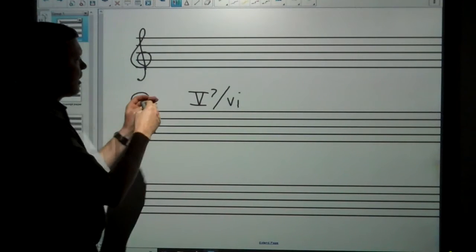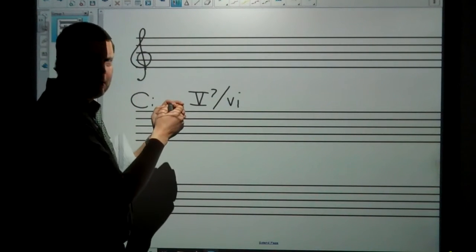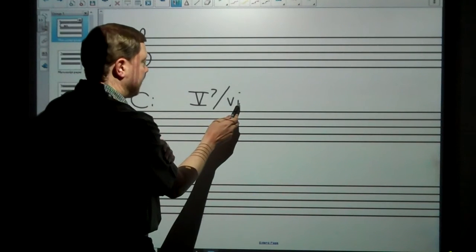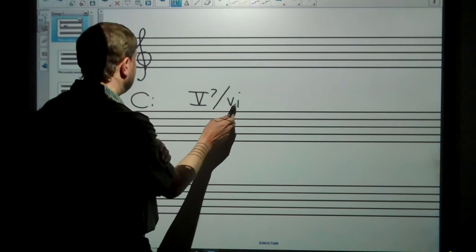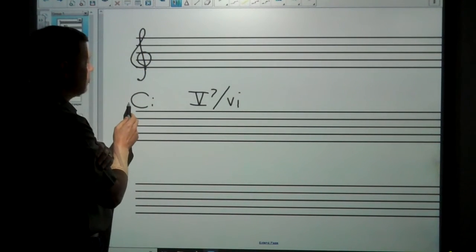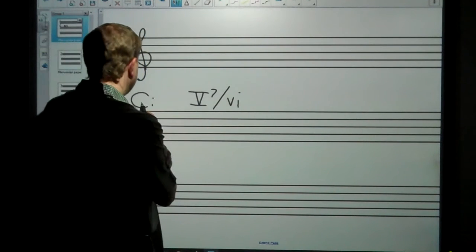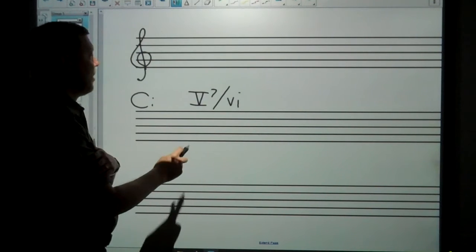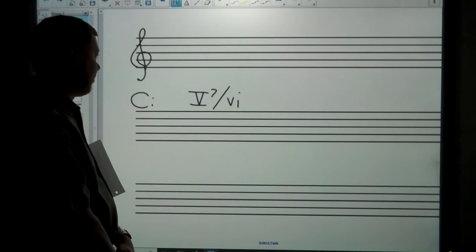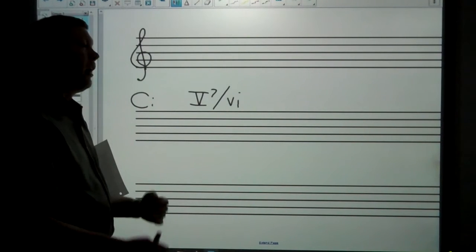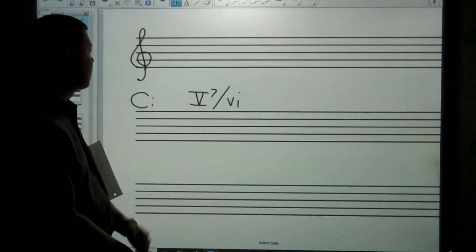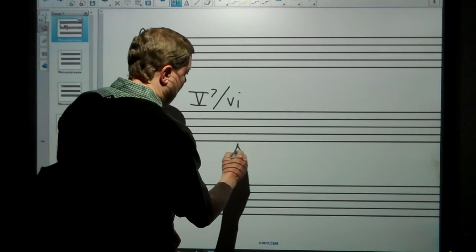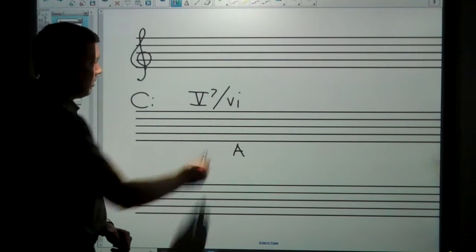Now again, let's get the labeling and the analysis symbols straight in our heads. The Roman numeral to the right of the slash refers to a chord that does fit into the key, just naturally and normally. So if I'm in C major and I look at the Roman numeral to the right of the slash, that is a Roman numeral 6. What is the root of a standard plain Jane 6 chord in C major? Well, you should come up with the note A. A is the root of this chord.